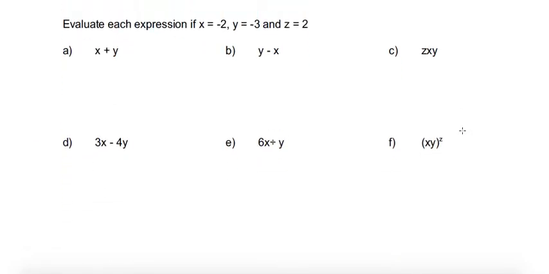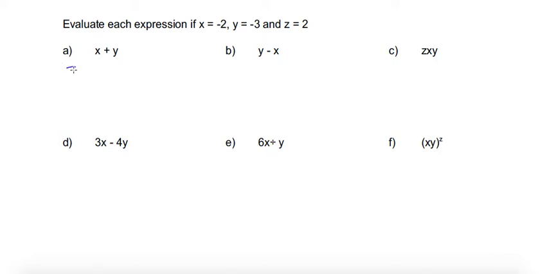Sometimes you'll be asked to substitute in more than one value for the different variables. So in this set of examples, we have a value for x, y, and z, and we're going to see what those look like in a variety of different examples.